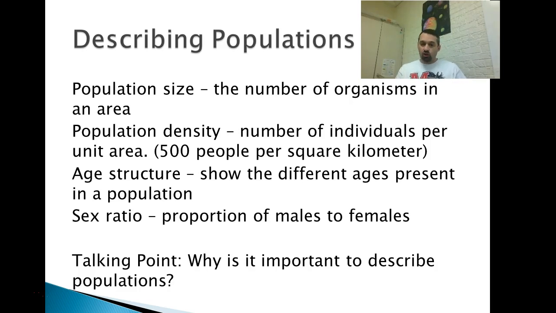Okay, the age structure. And what the age structure does is show the different ages present in a population. All right, and so that's important because if there's nothing but a whole bunch of older organisms living in a population, then it's not going to be as successful as if there's just a whole bunch of young ones or in between. So if you think about age distribution in the United States, where would most of the older population tend to go to?